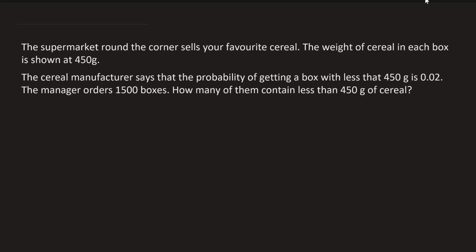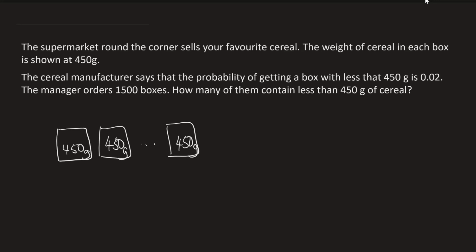So the situation looks like this. Each box says that it has 450 grams of cereal. The manufacturer has told you that the probability that the box actually weighs less than that is 0.02. The supermarket manager has ordered 1,500 boxes, so they really want to know how many of these boxes will have less than 450 grams because they don't want their customers to complain that there's not enough cereal in the boxes. Let's write down our formula for the expected number.